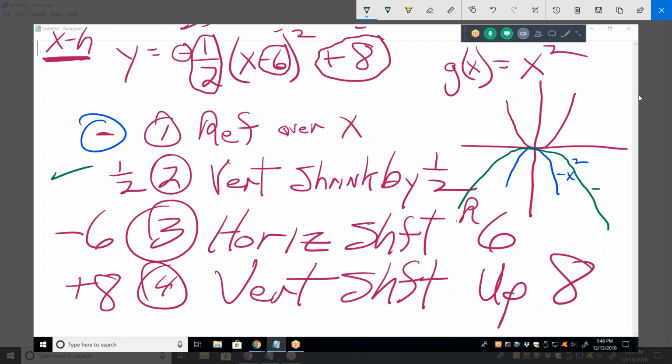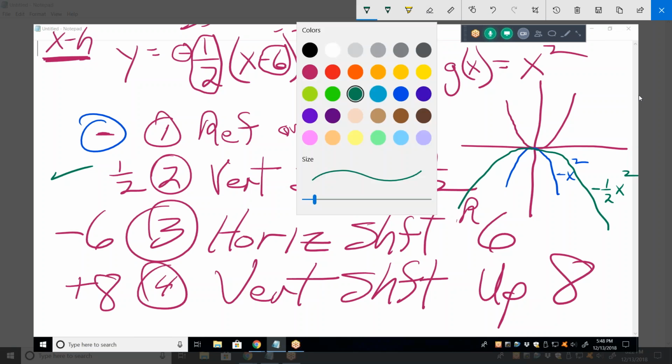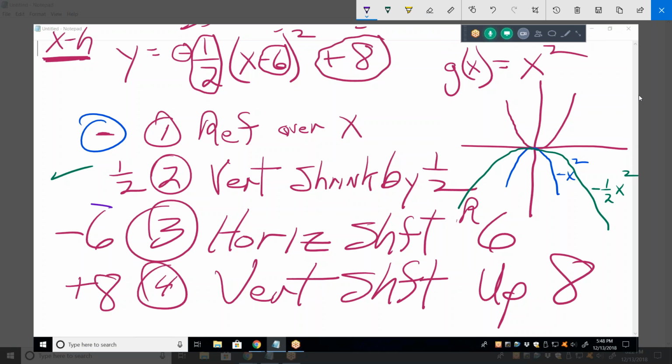That I would label minus 1/2 x squared. With me? Mm-hmm. Next, we're going to do the minus 6. That's a horizontal shift to the right 6 units.